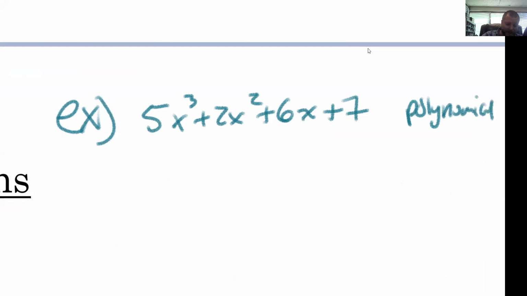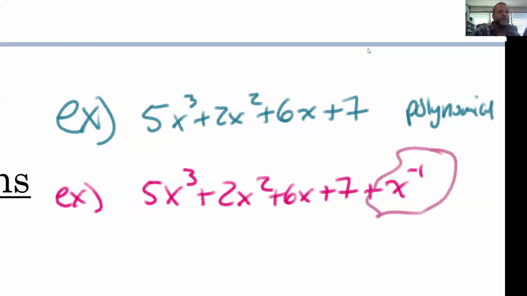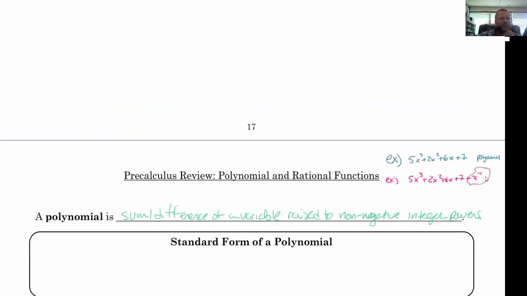But if I had something like, for example, 5x cubed plus 2x squared plus 6x plus 7 plus, say, x raised to the negative first power, this would not be a polynomial, because this x to the negative 1 kind of screws everything up. We have x being raised to a negative power, right? A negative integer, right? So that screws that one up.